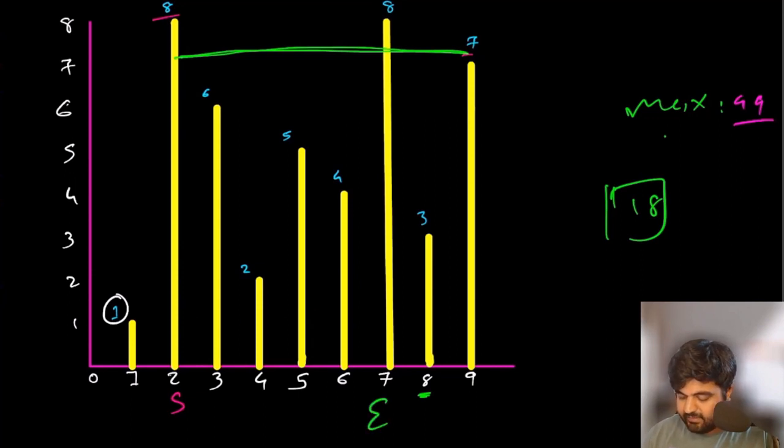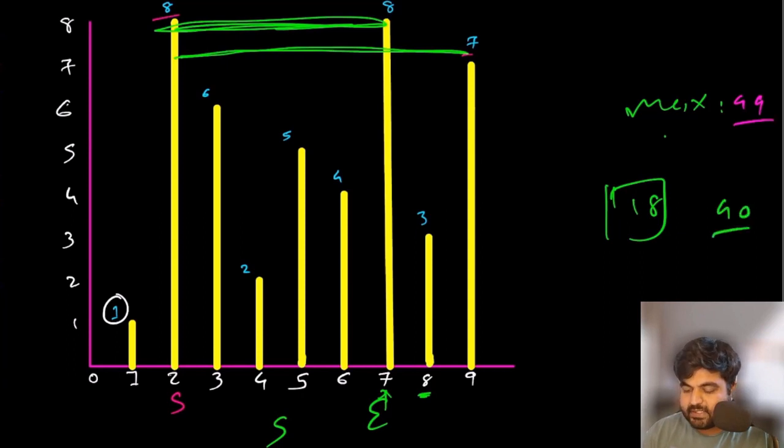So this is going to be our end variable, and then the height is currently same, and the distance in this case is 5. So this is going to be 8 times 5. 8 times 5 is going to be 40. 40 is still not greater than whatever the maximum amount we have found so far.